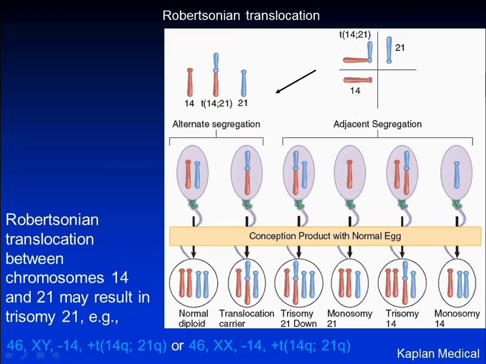When one of these sperms fertilizes a normal egg, it results in 4 different embryos. First embryo with trisomy 21, second embryo with monosomy 21, third embryo with trisomy 14, and fourth embryo with monosomy 14. Three of these genotypes are lethal, leading to pregnancy loss. Only the embryo with trisomy 21 may survive to term.